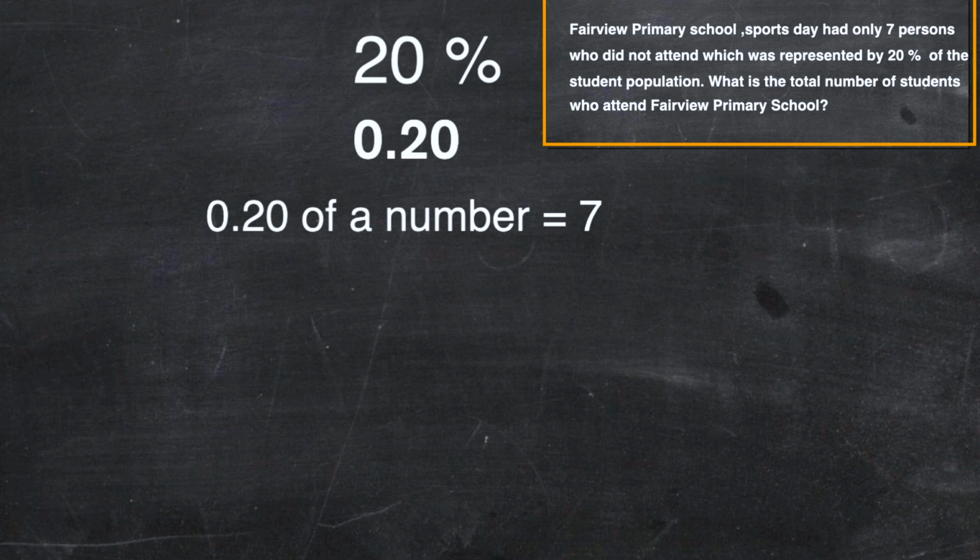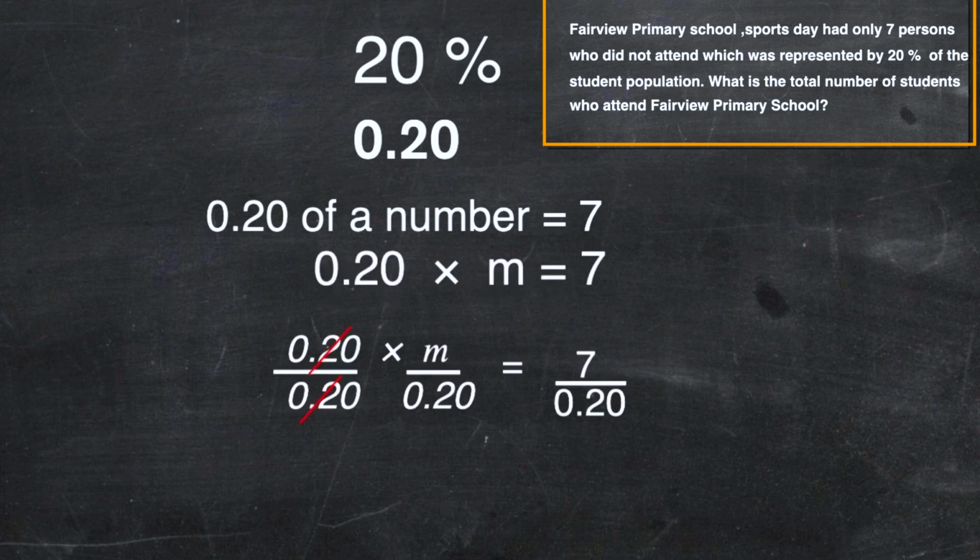Therefore, 20% as a decimal is 20 hundredths. 20 hundredths of a number is equal to 7. Let us say the total number of students at the primary school is the letter M. Therefore, 20 hundredths multiplied by M equals 7.